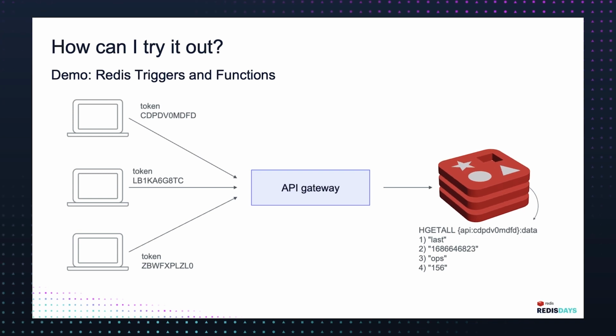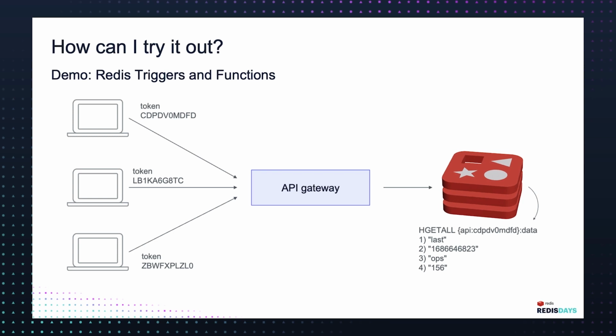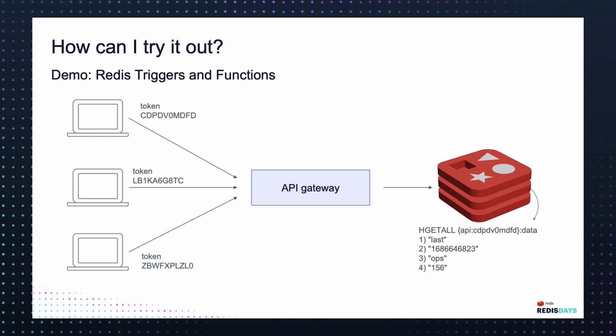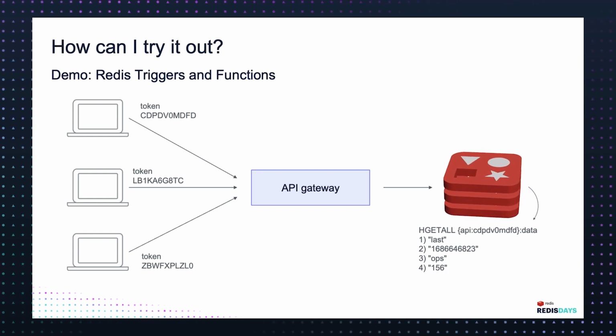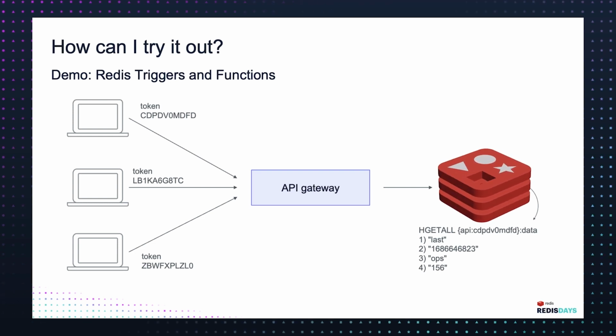With the introduction of triggers and functions, we can enhance the data associated with each token without any impact to the rate limiter itself. Say we want to capture the time of the last API call. We can now extend the basic rate limiter by attaching a key space trigger that executes a JavaScript function whenever the counter is incremented.